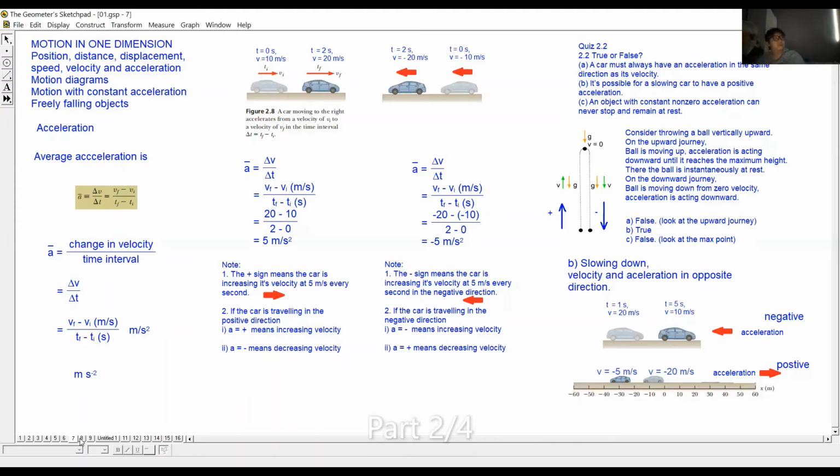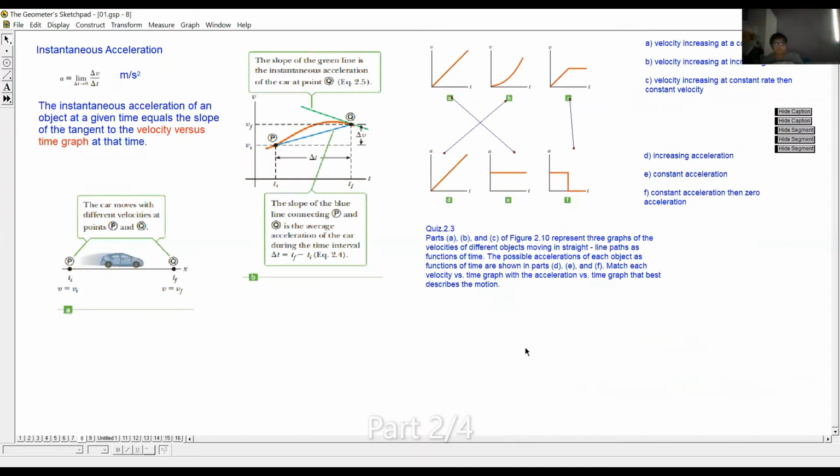So okay, right. So we continue. Right, over here. Okay, this one.